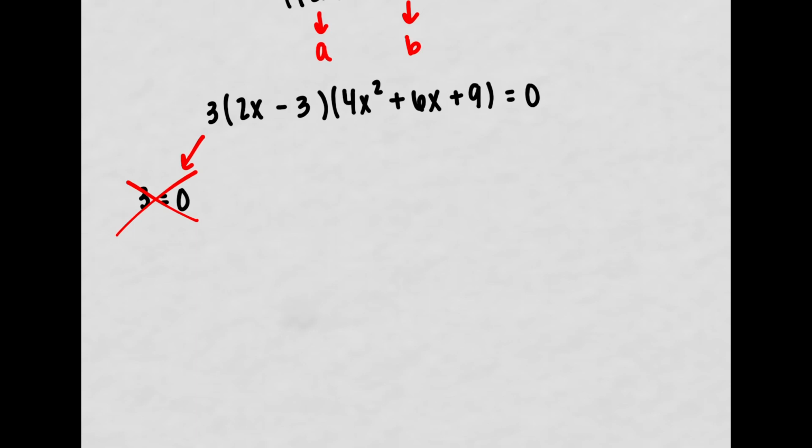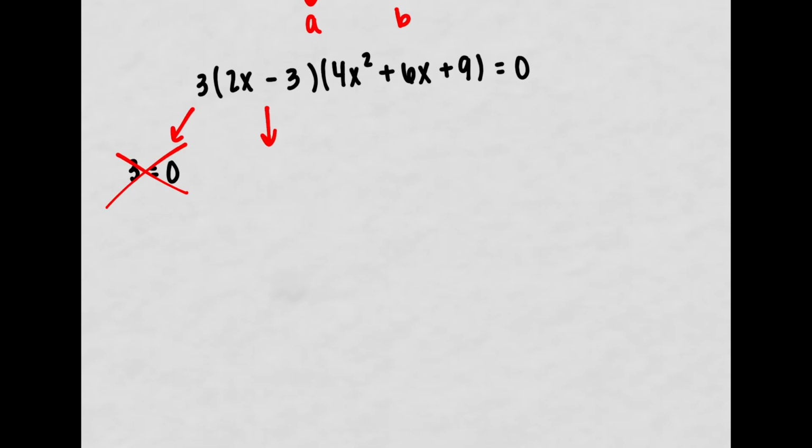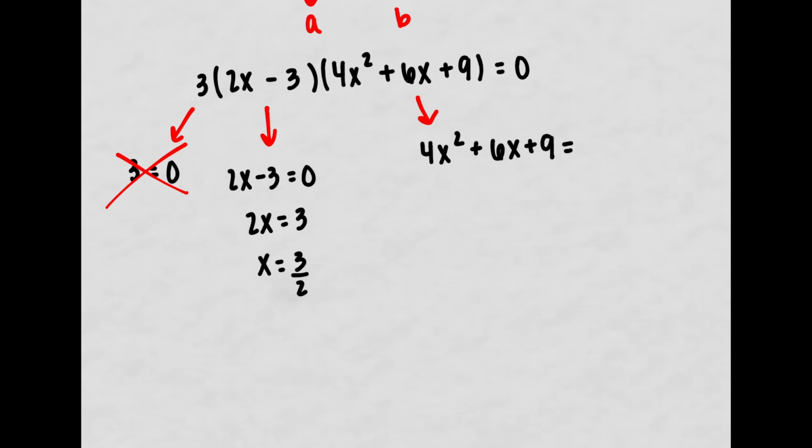I'm going to go with the second one, which is the 2x minus 3. So 2x minus 3 equals 0. Add 3, you get 2x is equal to 3, and then divide, so you get x is equal to 3 halves. Now on the third factor that we have, 4x squared plus 6x plus 9 is equal to 0.